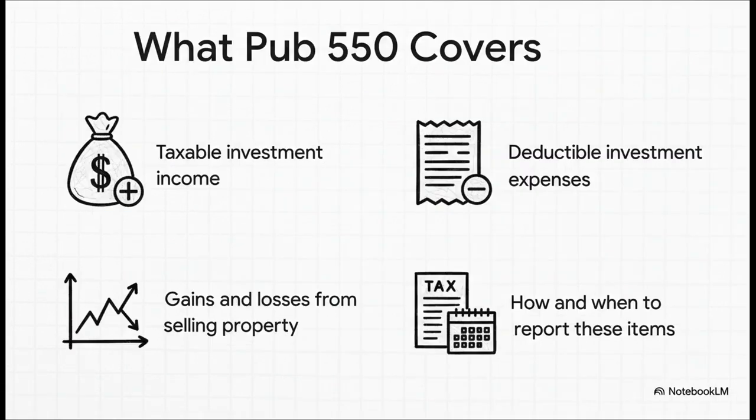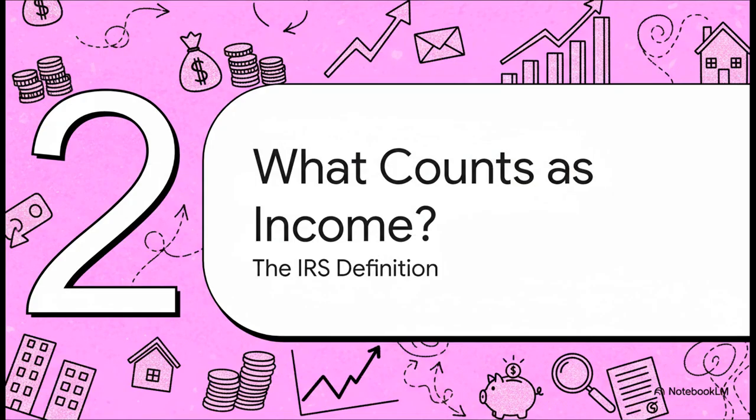So what's actually in this guide? Well, it covers the whole shebang. What income you have to pay tax on, what expenses you can deduct, what happens when you sell something, and, most importantly, how and when you're supposed to report it all. Now, let's tackle the first big piece of the puzzle. What does the IRS actually consider to be investment income in the first place?